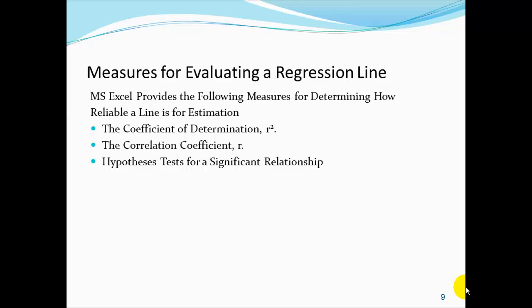Next, we're going to discuss measures for evaluating a regression line in Excel. Excel provides the following measures for determining how reliable or good a line is for estimation. The coefficient of determination, also called R squared, the correlation coefficient, called R, and hypothesis tests for a significant relationship.